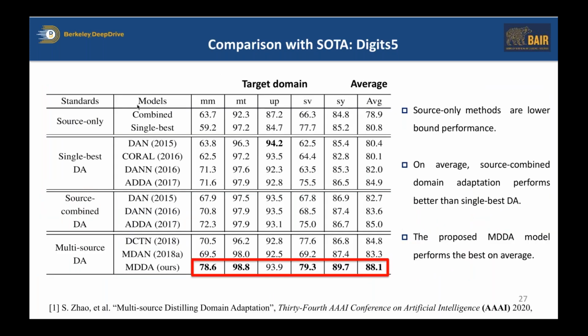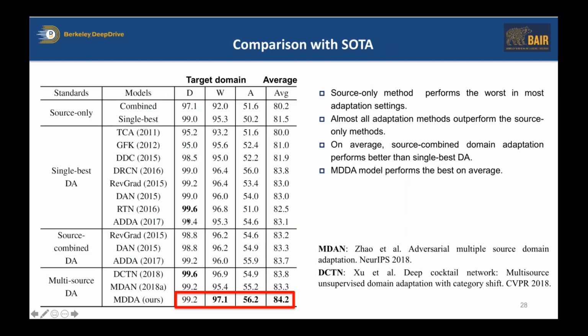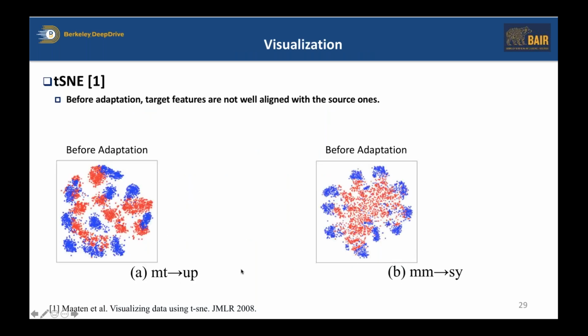With this method, we can achieve almost all the best performance in different settings compared with the baselines. We also observe that the source-only methods are a lower bound performance, and on average, the multi-source domain adaptation performs better than the single-source domain adaptation. Similarly, we can also see our method achieves the best performance compared with the baselines.